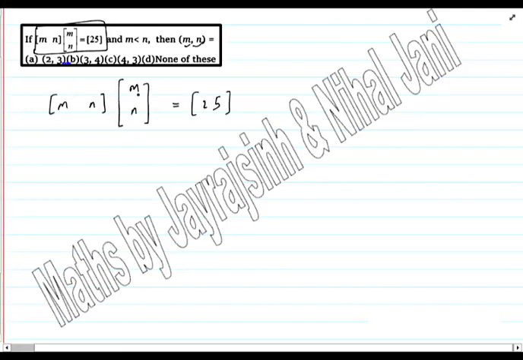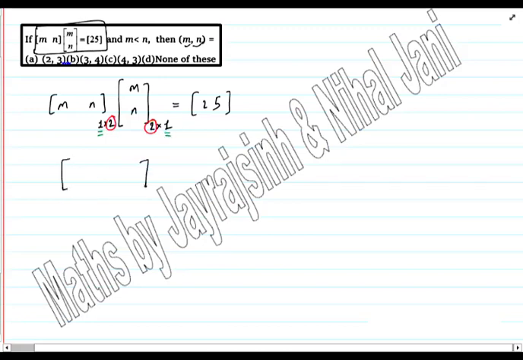Here it is. On the left side we have multiplication of two matrices, right? So we should simplify it. Before we multiply, let's check their order. The order of the first matrix is 1 cross 2, and the order of the second matrix is 2 cross 1. So yes, it satisfies the condition of matrix multiplication. These two numbers are equal to each other, and our answer must be of order 1 cross 1.